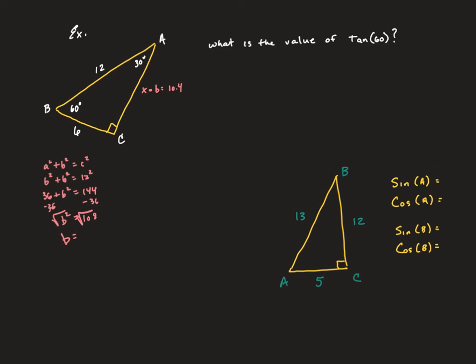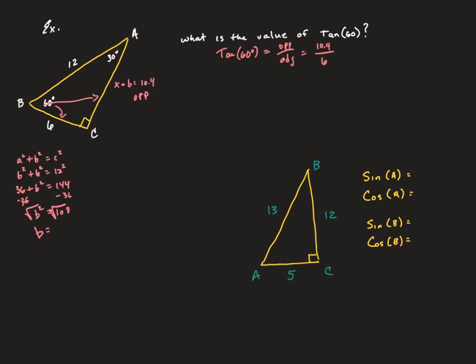So now when I'm looking at the tangent of 60 degrees, that is going to be the opposite over the adjacent, and this is going to be my opposite of angle B. And then the adjacent is going to be right here, 6. So that is going to equal the opposite, which is 10.4 over 6. And there you have it. You can simplify more than that, but the tangent of 60 degrees of this triangle is going to be 10.4 over 6.